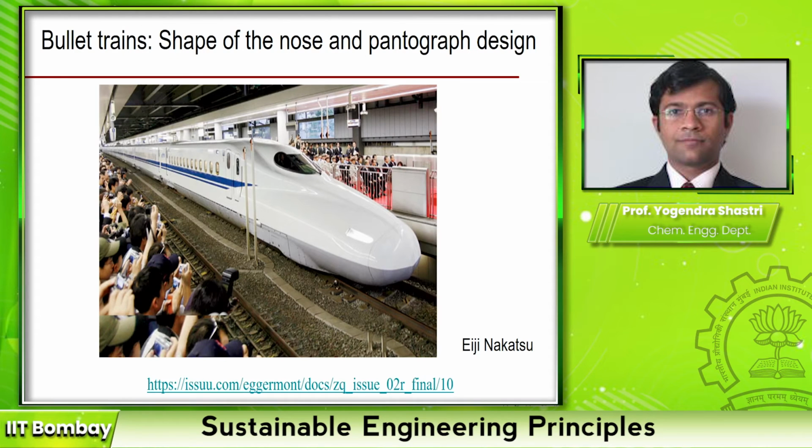The fourth example is related to transport, and particularly bullet trains specifically. So you might have seen this picture of a bullet train in the past, and the bullet trains have this very peculiar shape, which is a very elongated nose. So the question is, why do bullet trains have this very peculiar shape?